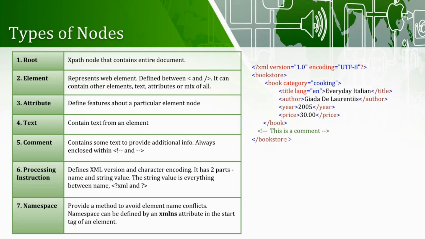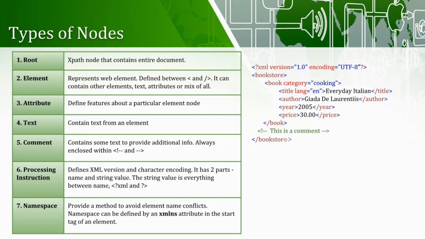Now in this, let's start with the root node. Root node contains the entire document. So in this example, bookstore acts as the root node because it contains other nodes such as book, title, author, year, price. Everything comes under bookstore.